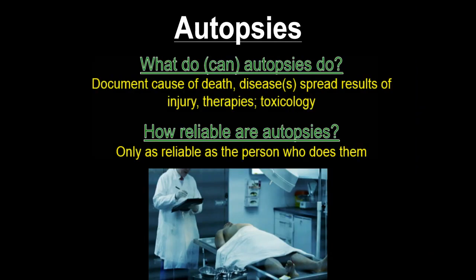So what can autopsies do? Well, ideally, they will document the cause of death. They will tell you what disease processes are ongoing at the time the patient died, and probably provide you with a mechanism whereby you can track the course of evolution of this particular disease. Autopsies can also provide you with an indication as to the effectiveness or the ineffectiveness of therapeutic intervention, as well as potential harm that may have been done by therapeutic interventions.